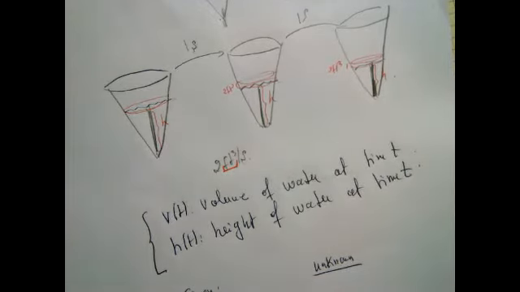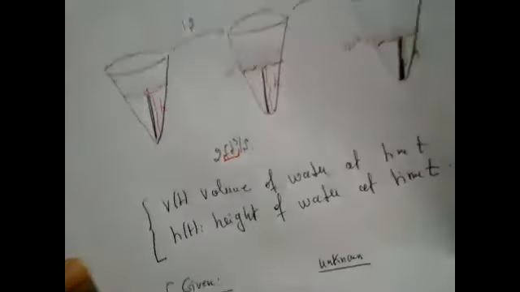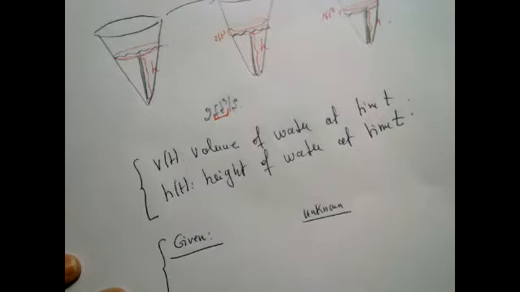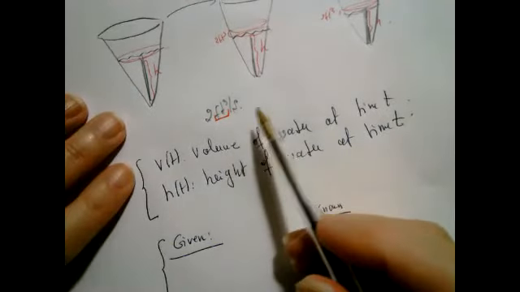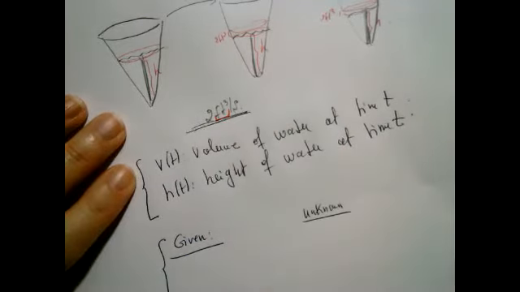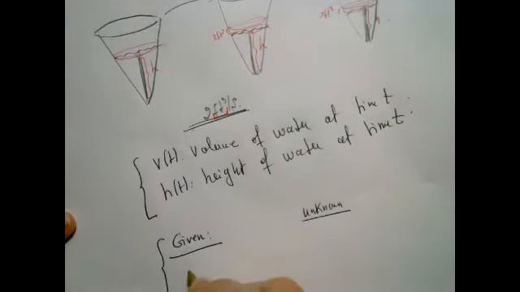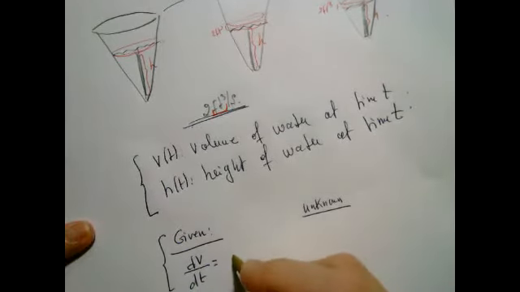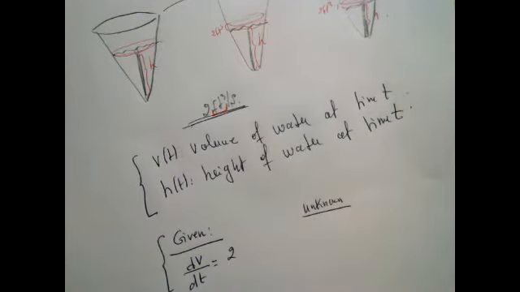Okay, now this is the variable. Now what is given to us? What do we know in this problem? We know how fast the volume is changing. So the rate of change of the volume, how fast the volume is changing, that's given to us. It's 2. Is it -2 or +2, you think, in this problem?